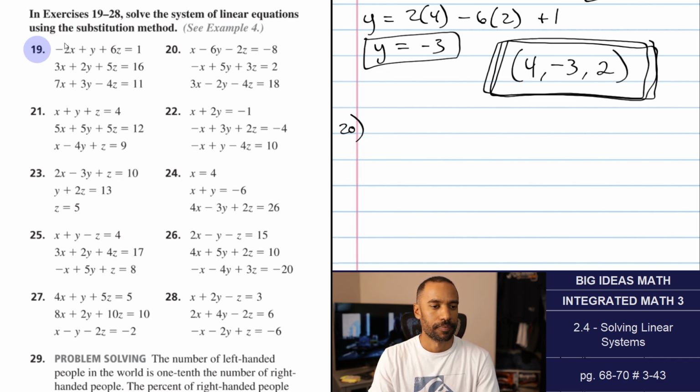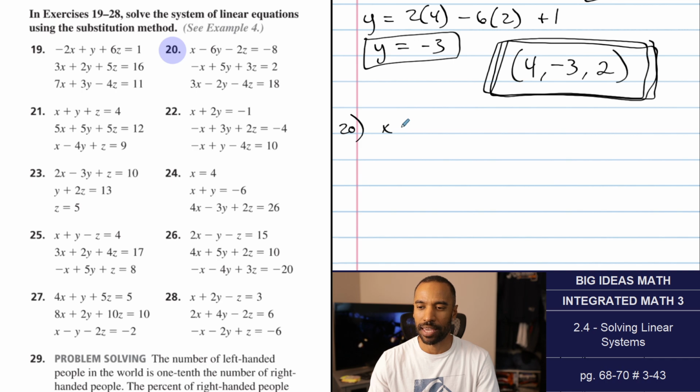Okay, number 20. X minus 6y minus 2z equals negative 8. You can see we can get that x by itself right now. And that might be the way to go about it.